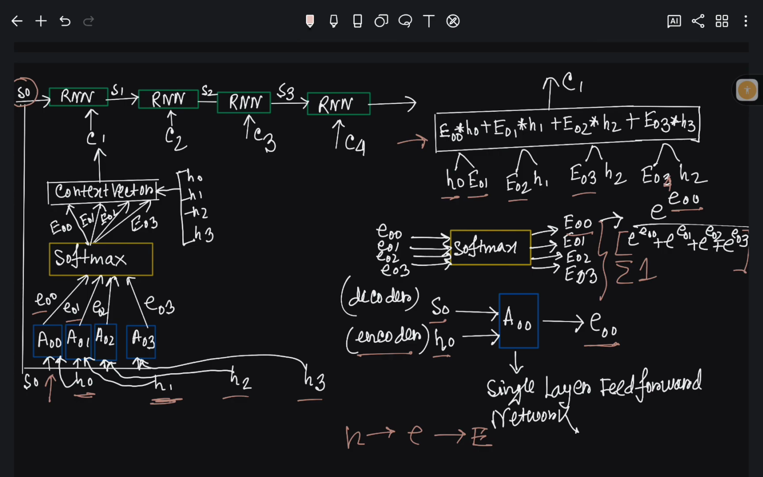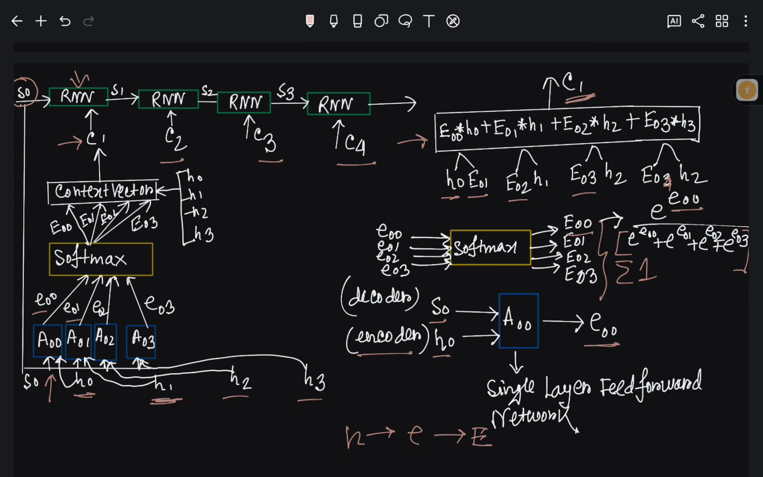With that, we multiply each of these corresponding terms. H0 will be multiplied by E01, E02 will be multiplied by H1. All this will be multiplied, and we will take the sum of this. When we get the sum, we get C1. This is the context vector related to the first time step. So now C1 is the context vector for this decoder timestep. Similarly we can generate C2, C3 and C4.